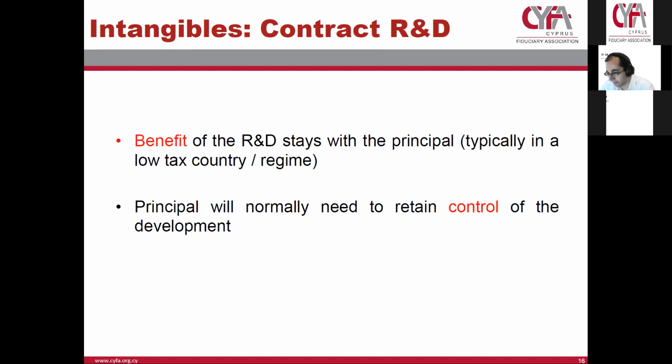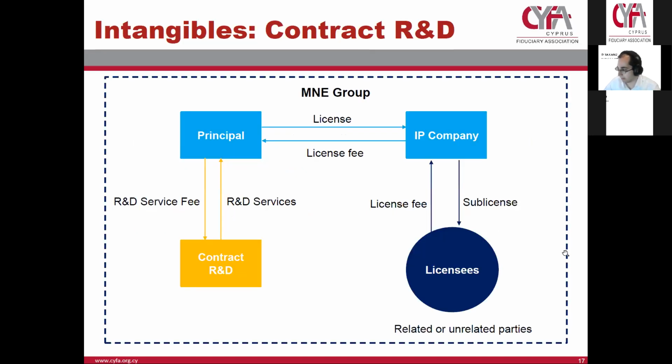But we will see that the principal, in order for that system to be consistent with the guidance and to work, needs to retain control over the development. So it needs to have control over the risks of the development and perform the DEMPI function. So we will see that in a moment. So I think this is probably one of the most important slides, because it allows us to talk about a number of issues. So here we have a multinational enterprise, and let's assume that these are related parties.